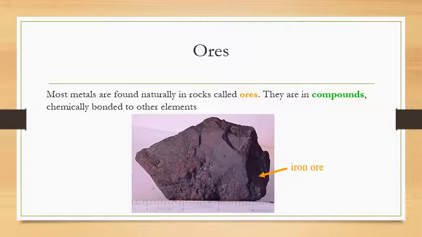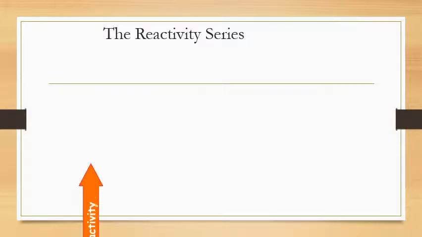So first things first, let's see where we get our metals from. We get them from ores. So most metals are actually found in rocks and in the form of an ore. So essentially these are compounds that are chemically bonded to other elements. Obviously the higher you get up on the reactivity series, the more likely that you will find the metals in the ores, whereas you go further down, they're less reactive, so most likely found in their native form.